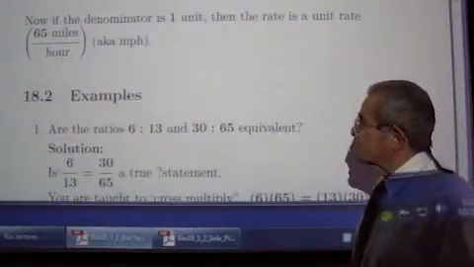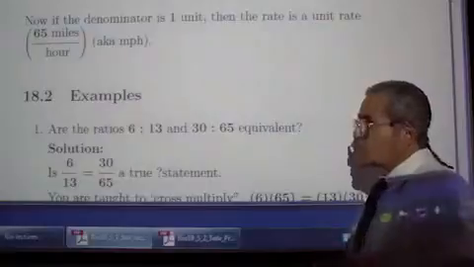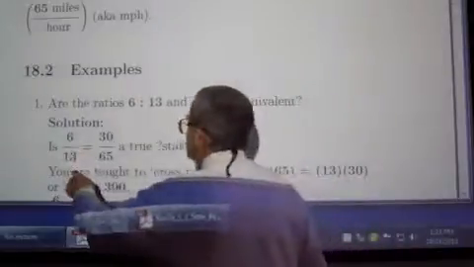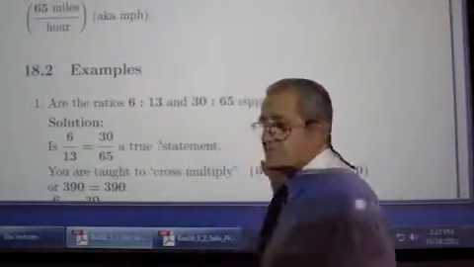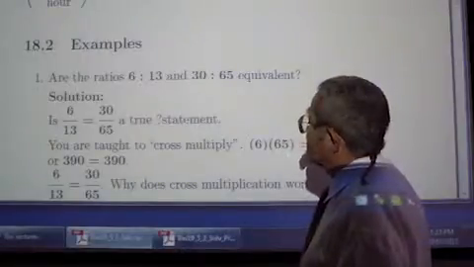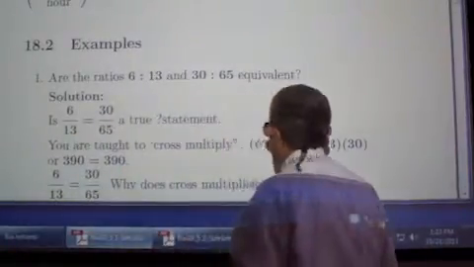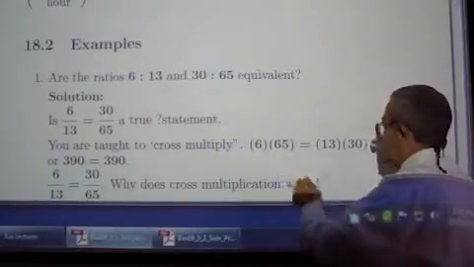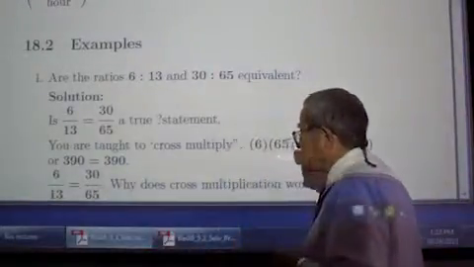Some examples. Are the ratios 6 to 13 and 30 to 65 equivalent? Let's compare the fractions. Is 6 over 13 equal to 30 over 65? You are taught to cross multiply: 6 times 65 and 13 times 30. Is 6 times 65 equal to 13 times 30? This becomes 390, that becomes 390, yes. So these two fractions are indeed equivalent.